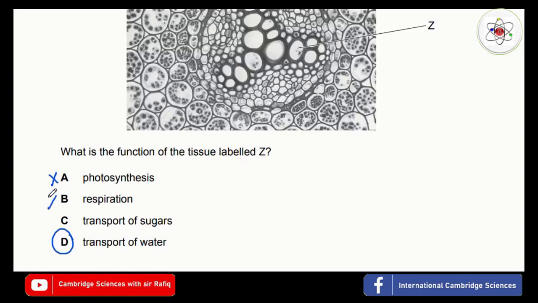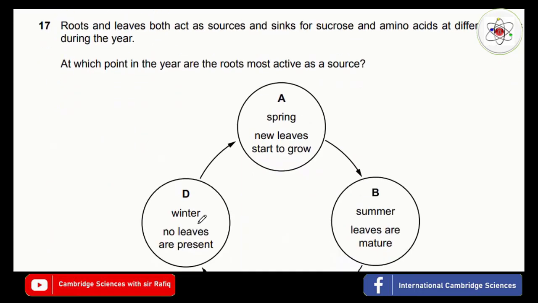Photosynthesis is done in the leaf tissues, in palisade mesophyll and spongy mesophyll. Respiration takes place in mitochondria, and the phloem is responsible for the transport of sugars in the plant.